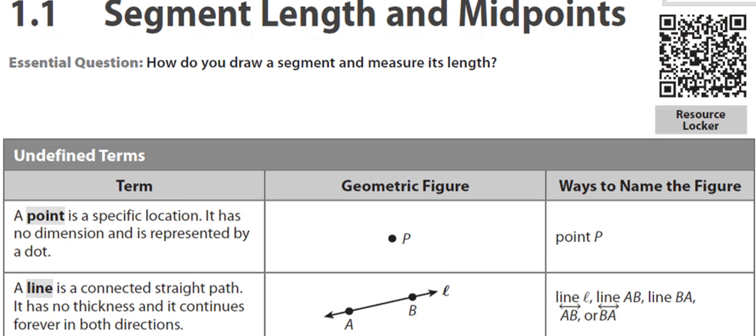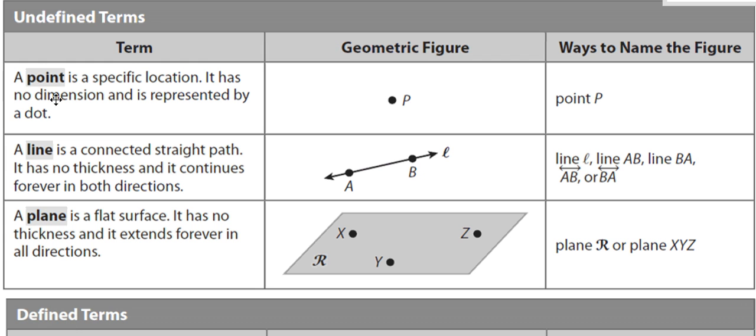So we're going to start by talking about a point, which is just marked by putting a dot on your paper. It's just to talk about a location. And the important thing is that you name it with a capital letter.